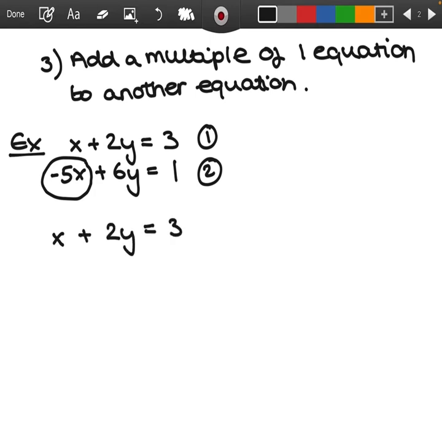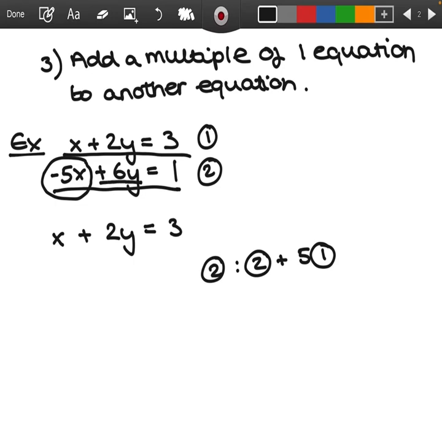If I do that, you'll see why this works. My second equation is now going to become my original second equation plus 5 times my first equation. So I take what my second equation is here, and I'm going to add 5 times what my first equation is. So I'm going to get negative 5x plus 5 times x. That eliminates the x term. Then I've got 6 times y plus 5 times 2 times y. That's going to give me 16y. And then equals, I'm going to get 1 plus 5 times 3. That's going to give me 16.